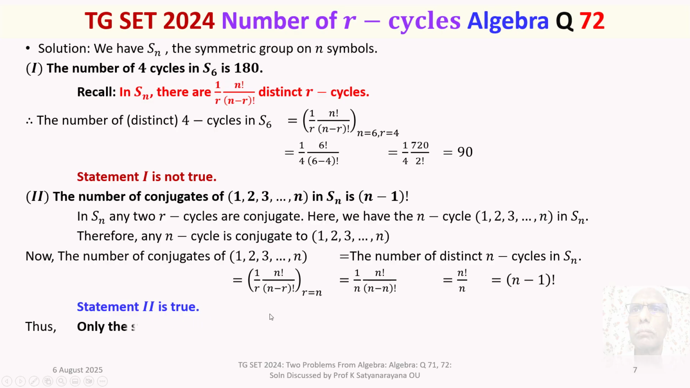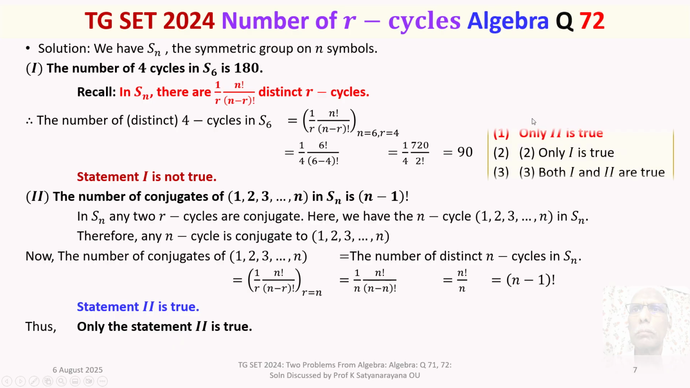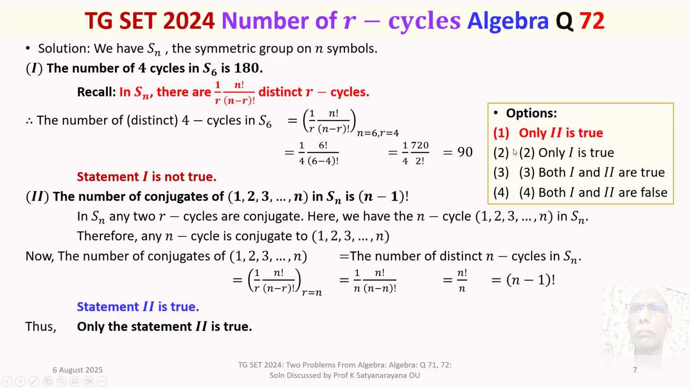Thus, what have we proved? Only statement 2 is true. Let's look at our options. Option 1 says only 2 is true. Therefore, the answer to this question is option 1. That is the detailed discussion of the solution of the given problem. In this problem, you should know this formula and the properties of conjugates in Sn. Then this question will be easy.